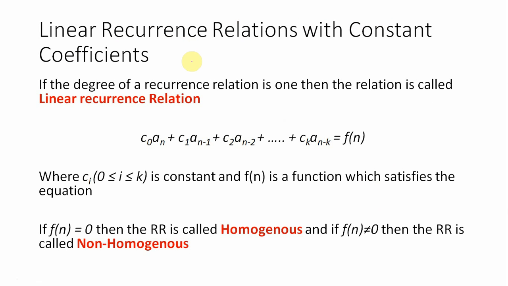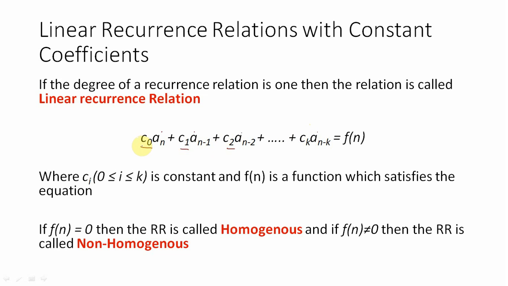So once again, if the degree of a recurrence relation is 1, then the relation is said to be a linear recurrence relation. This is the general form of a linear recurrence relation: C0 an plus C1 an minus 1 plus C2 an minus 2 up to Ck an minus k is equal to Fn, where C0, C1, C2 are called the coefficients, and an minus 1, an minus 2, an minus k are the recurrence terms.